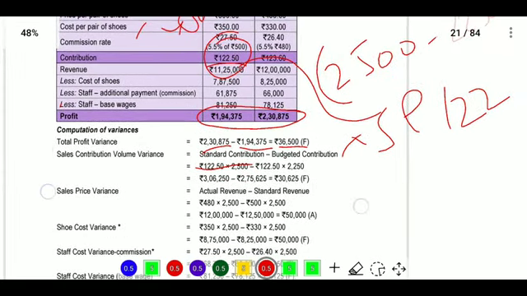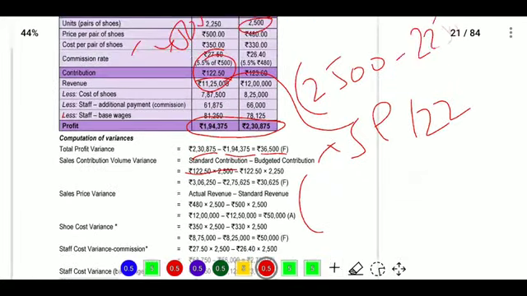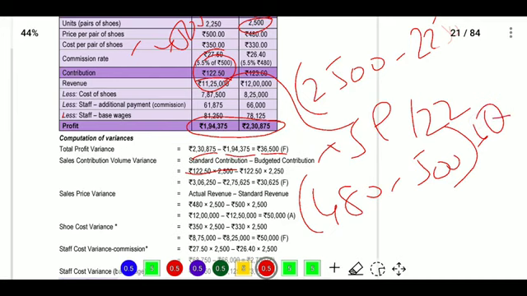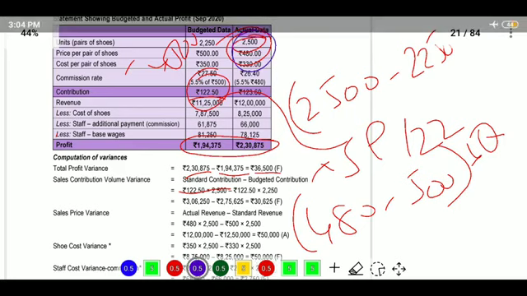Now the sales variance. Sales price variance means what prices do we have? The prices are 500 and 480. So 480 minus 500, multiplied by the quantity. Quantity always means actual quantity. What is the actual quantity? 2,500 is the actual quantity.